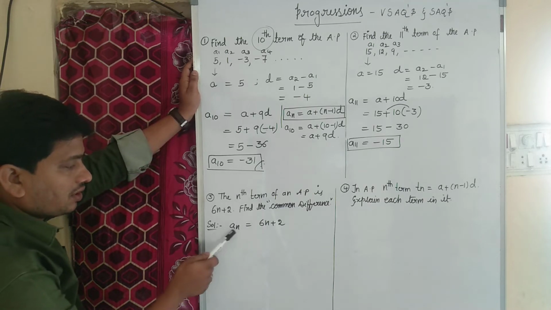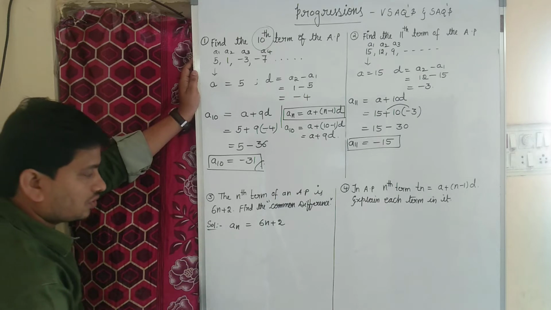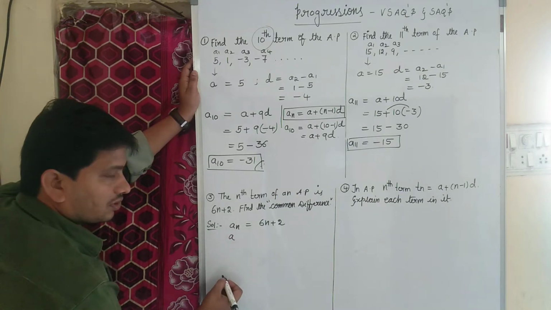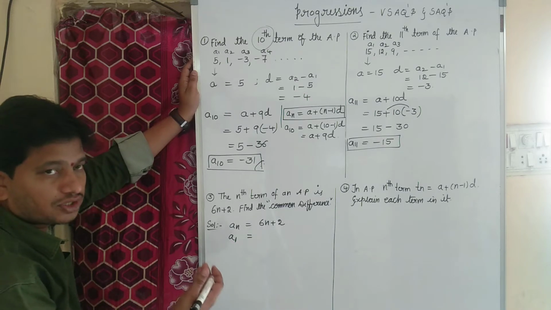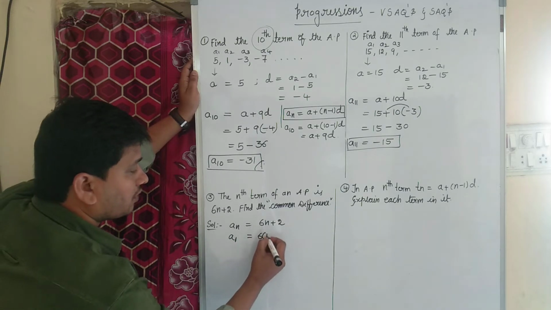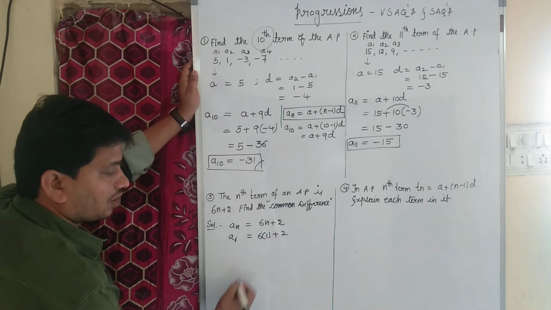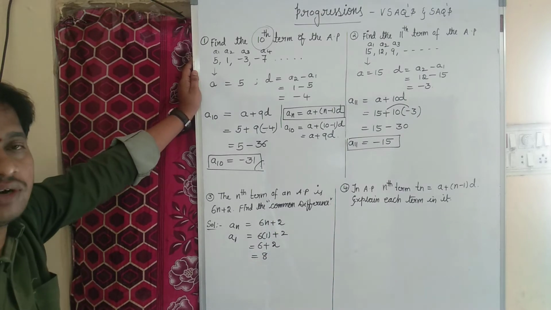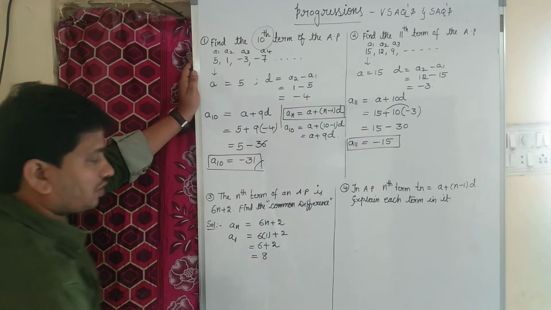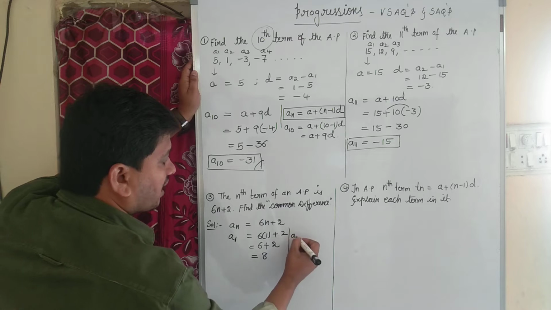Children, as it is given, nth term is 6n plus 2. So first let us find the first term. In the place of n you write down 1 because we are finding first term. So 6 into 1 plus 2. As 6 1s are 6 plus 2. So which is equal to how much? 8. So children, what is the first term? A1 equal to 8.